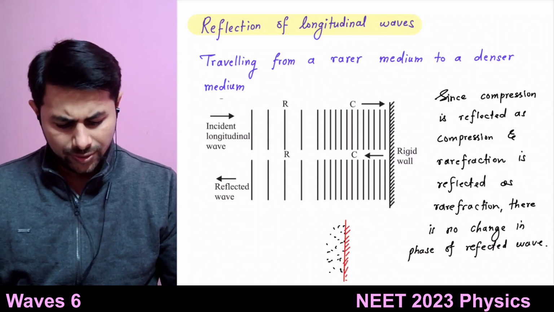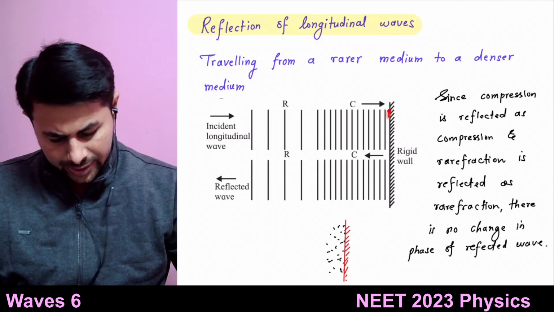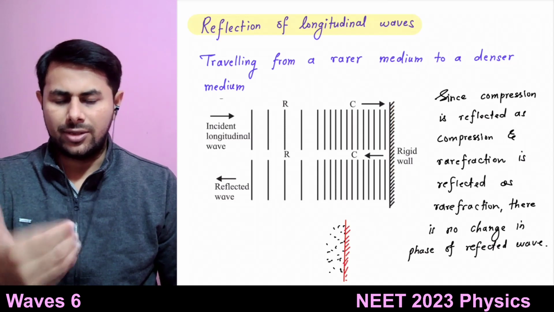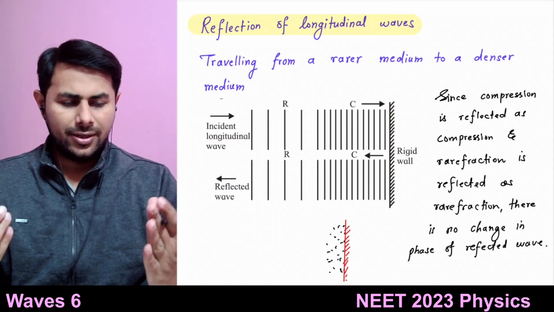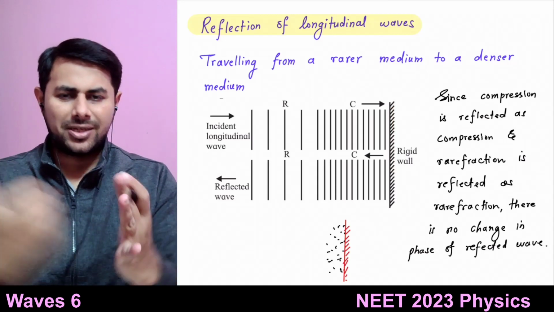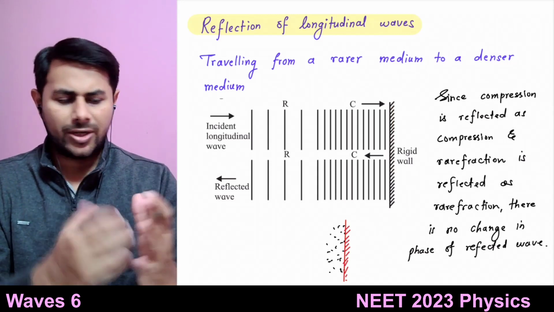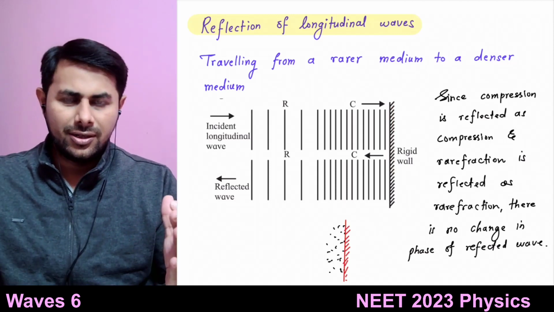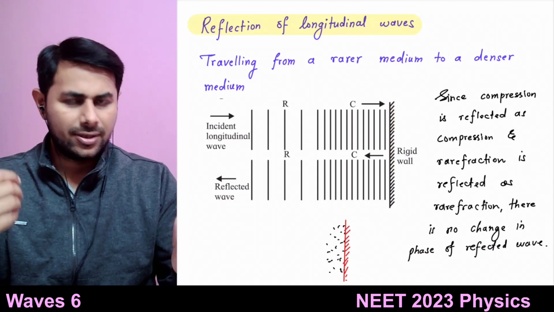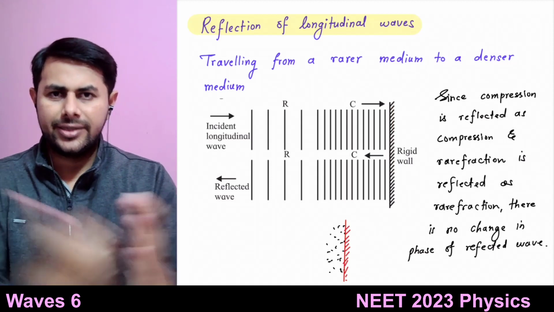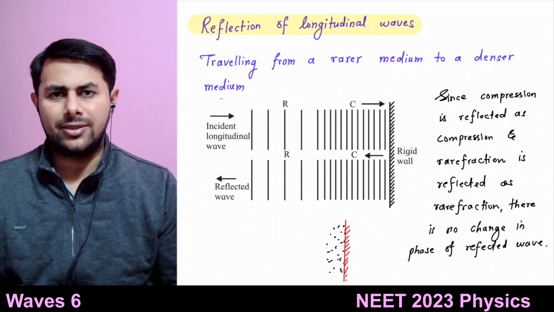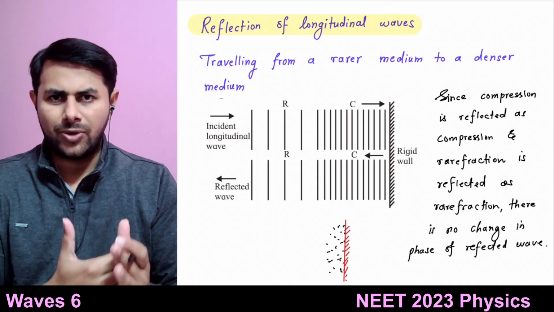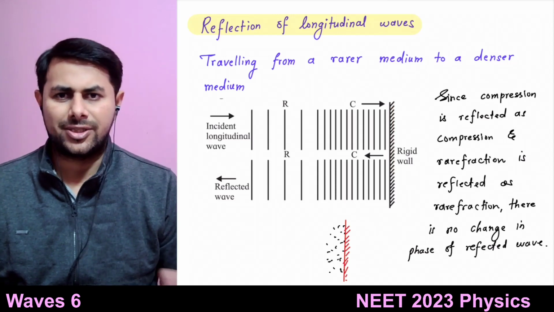This is a rigid wall, but instead of a rigid wall, you can consider air and water. Particles of air are not capable enough to move particles of water, because particles of water are closely packed, so it is very heavy. So when a compression traveling through air hits the surface of water, again it will get reflected as a compression. And if a rarefaction is incident on the surface of water, it will get reflected as a rarefaction.